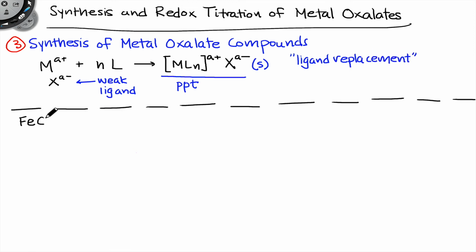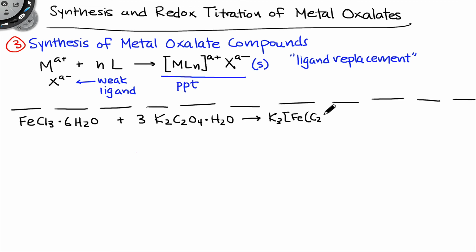To begin getting into specifics, let's look at the iron synthesis specifically. So that's going to involve the use of iron trichloride hexahydrate. The chlorides are these weak ligands that we're going to replace. That's mixed with potassium oxalate monohydrate, and 3 equivalents of the potassium oxalate react with 1 equivalent of the iron trichloride to give our target coordination compound, as well as potassium chloride, 3 equivalents, as a byproduct, and 6 waters as a byproduct.